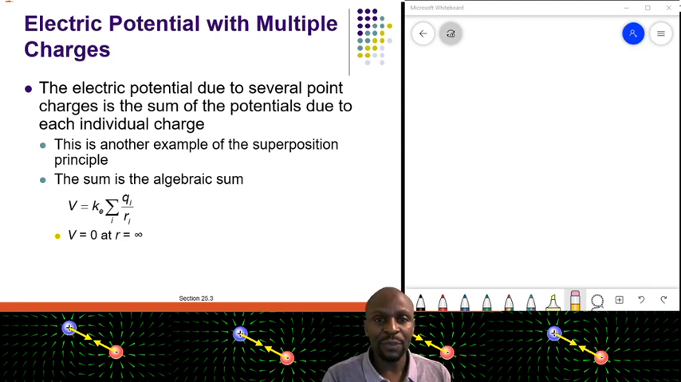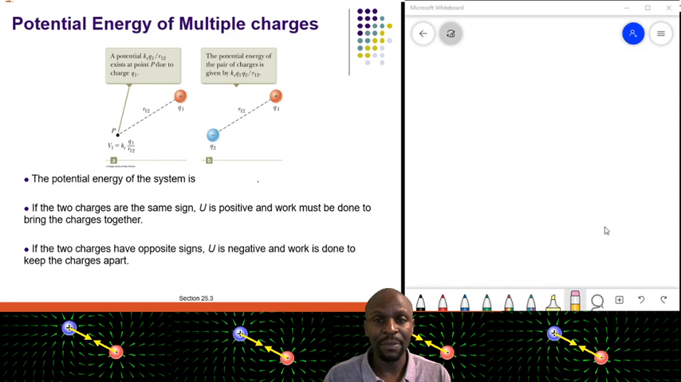Now, because of the principle of superposition, the electric potential due to several point charges is the sum of the potentials due to each individual charge. This is another example of the superposition principle. You just take the algebraic sum of the potentials in order to get the potential due to multiple charges at a certain point P, with V equal to 0 at r equal to infinity. And this is what I've just been explaining.